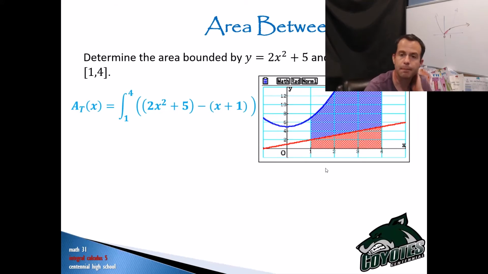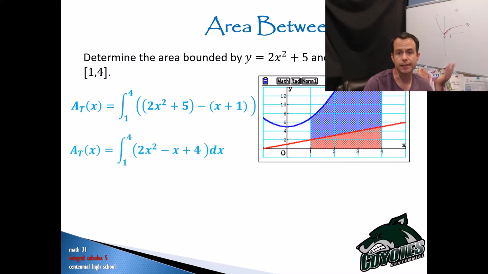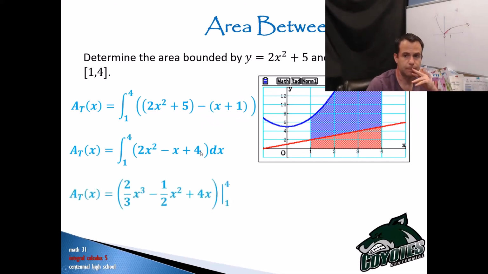But I can now clean this up and look at this as one equation before I take the integral of it. So that's 2x squared plus 5 minus x and minus 1, so that's 2x squared minus x plus 4. I now want to take the integration of that. So x squared goes to x cubed, so that'll be 2 over 3 x cubed. This will be negative 1/2 x squared, and that'll be 4x. And I'm going to evaluate that from 1 to 4.